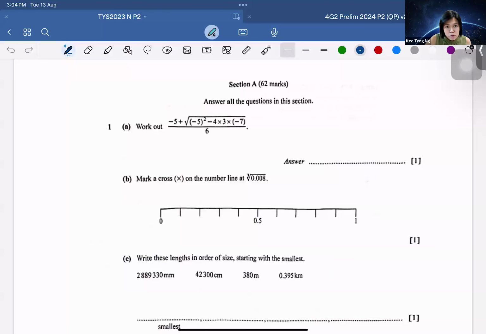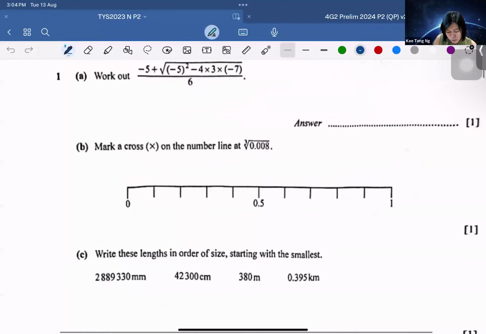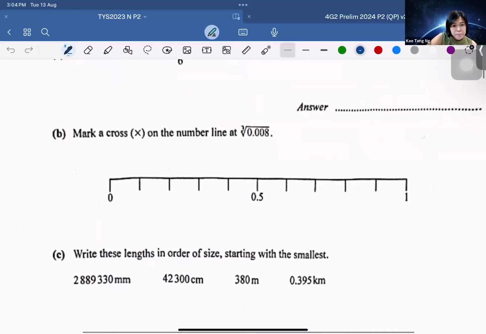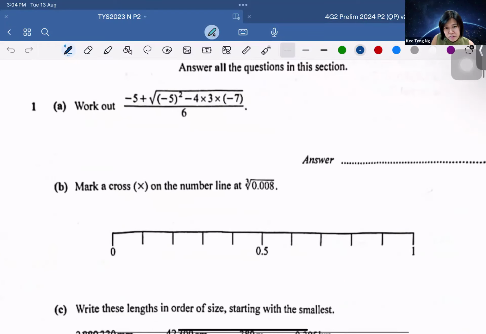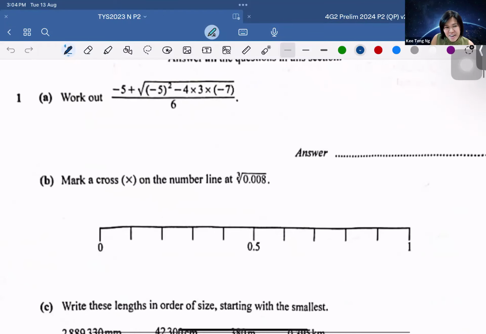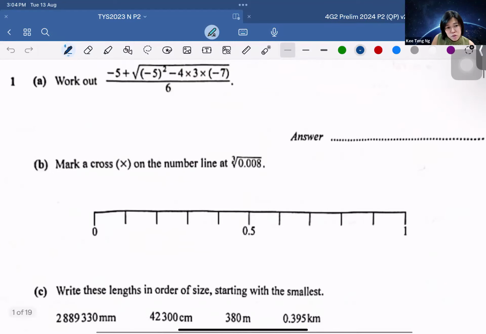Okay, today we are going to go through TYS N-level paper 2, 2023 paper 2, for revision for our end of the exam. Right, so for the first question, I assume you all got calculator, unless you're like Glenn, I don't know, never bring calculator. Okay, but so part A, I assume you know how to do.